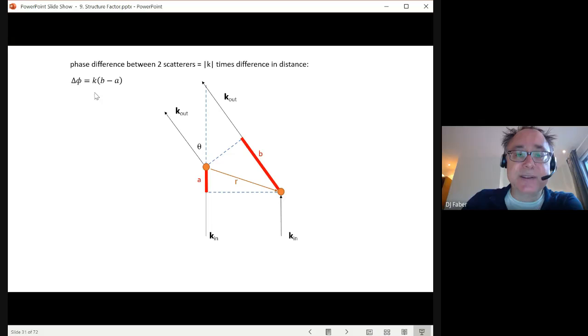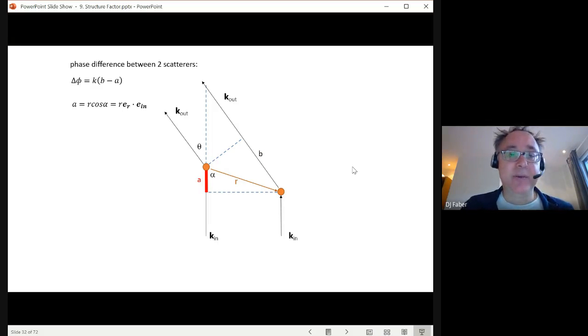So the phase difference is k, the magnitude of these two wave vectors. We're looking at elastic scattering, so there is no transfer of energy. So the magnitude of k in will be the same as the magnitude of k out. Only the direction is different, but the magnitude is the same. So k times the difference in the length of these two segments, B and A.